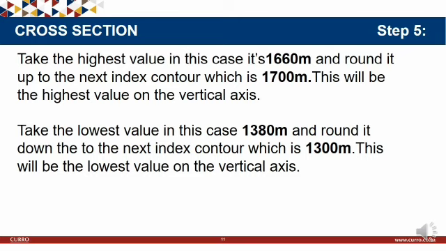Now take the lowest value. In this case, mine was 1380 meters above sea level, and then round it down to the next index contour, which is 1300 meters. Simple to understand. Round down. Understand? Now this will mark the lowest value on the vertical axis. A number which is rounded down to the next lowest index contour will be the lowest number on the vertical axis. Meaning 1300 meters will be the lowest number on the vertical axis, and 1700 meters will be the highest number on the vertical axis.